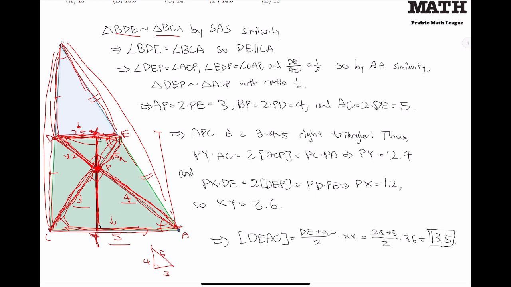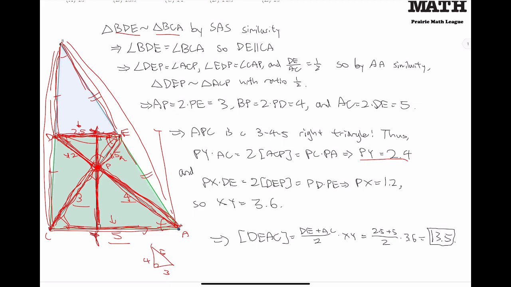Now notice that PY times AC is twice the area of APC. But since APC is a right triangle, this is also equal to AP times PC. Therefore, PY times AC is equal to PA times PC. Since we know everything else but PY, we can use this to solve PY to be 2.4. With a very similar argument in the other triangle, we can solve PX to be 1.2.